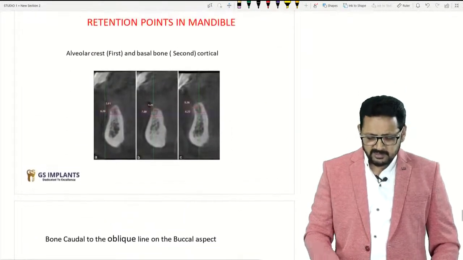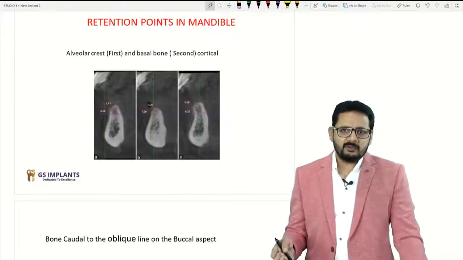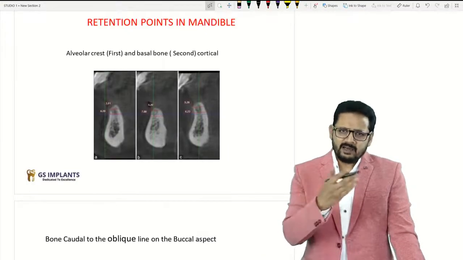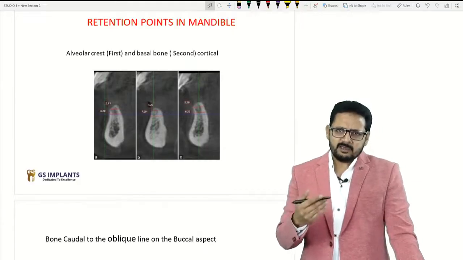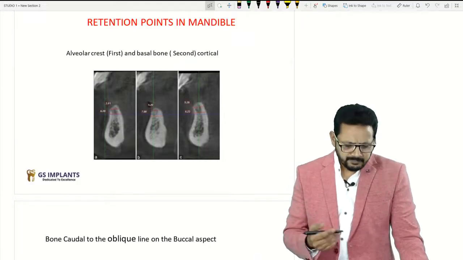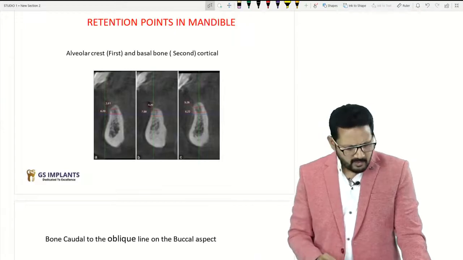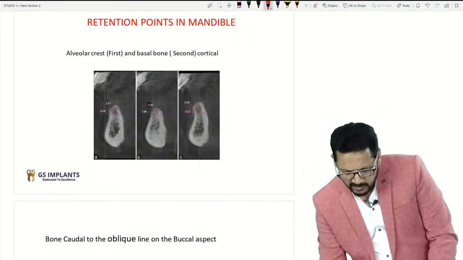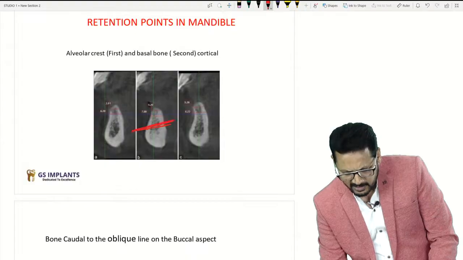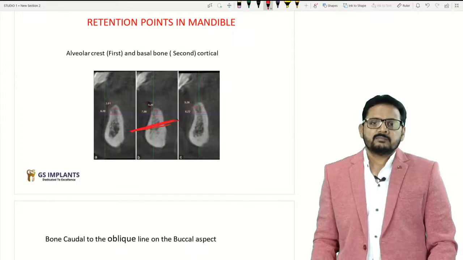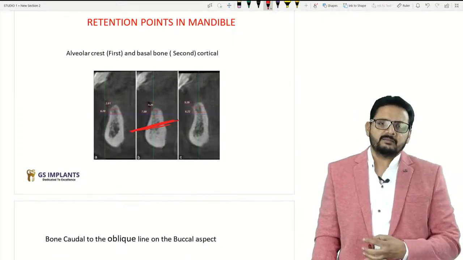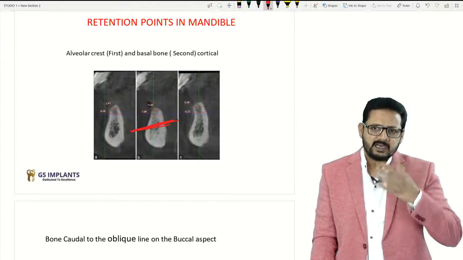Now retention points in the mandible, there are no tricorticals in the mandible first and foremost. Now here if you see, again same thing, the alveolar crest is the first crestal bone, the basal bone is the second cortical, the second cortex basically. Now if you see here, in the CBCT, what I was pointing you to, from here it actually starts. The thick cortical bone actually starts from there.